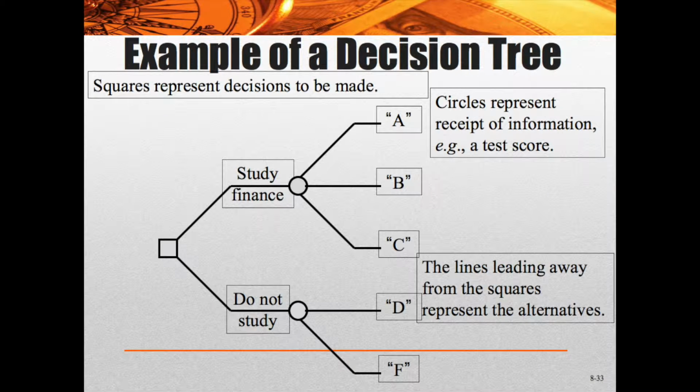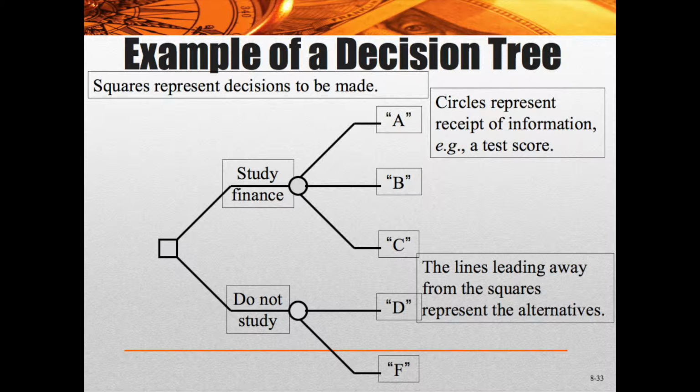Here's an example. The question is: what happens if students study or don't study for their exams? Now this might apply to you, but let's take a look. So here's a student, and they have a choice. The first fork in the road they come to is, do they want to study finance or do they not study? If they study finance, they have three outcomes that could come from that. One is an A grade, or a B grade, or a C grade.